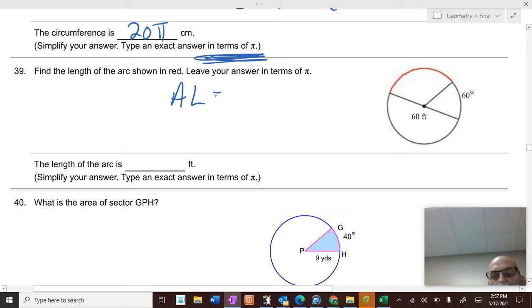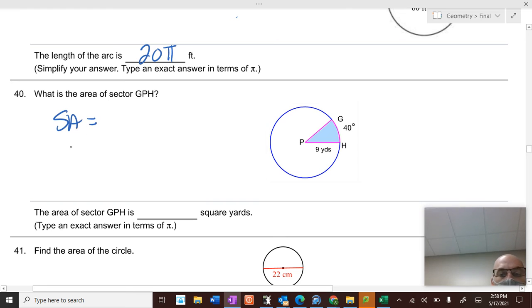Arc length. Well, if this is 60 degrees, this is 120 degrees. So arc length is the central angle, 120 divided by 360, times 2 pi r, and the radius is 30, because if the diameter is 60, the radius is 30. So this is 20 pi.